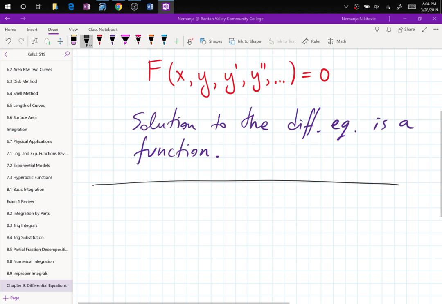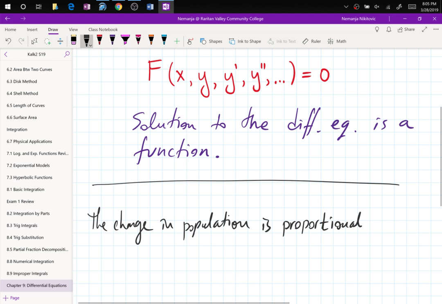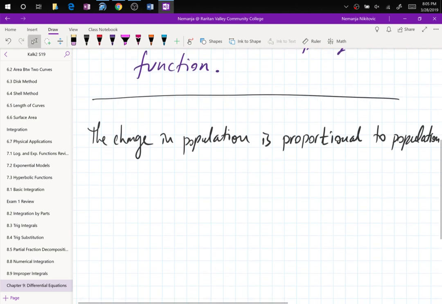So there are factors. Now, we write that sentence and then we transfer it into mathematical form. So fit this statement in a single line, right? Don't go 2 lines. The change in population is proportional to population. 1 line. The change in population is proportional to population.